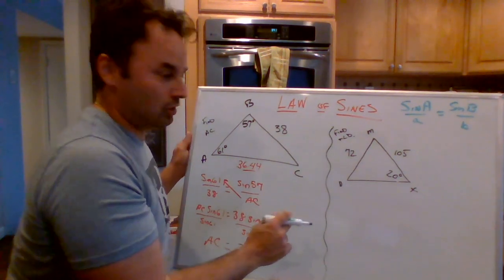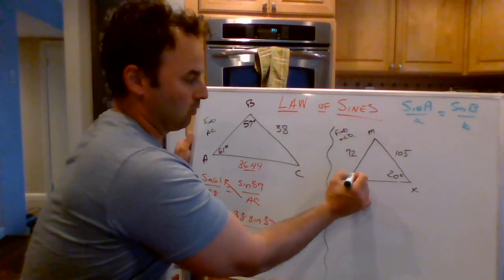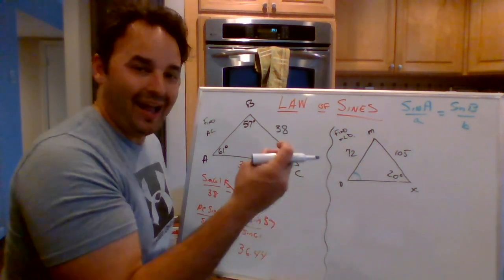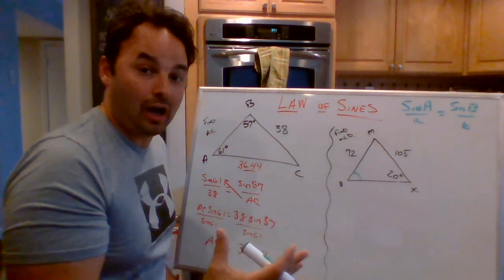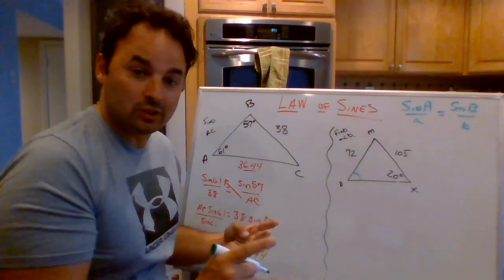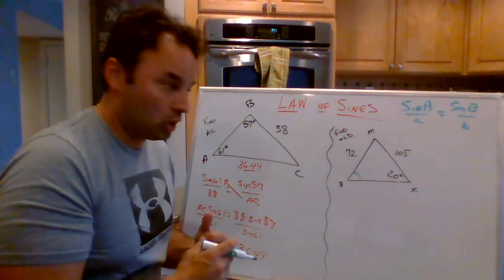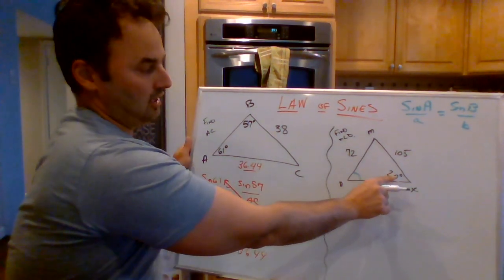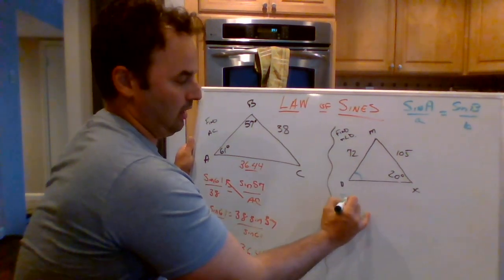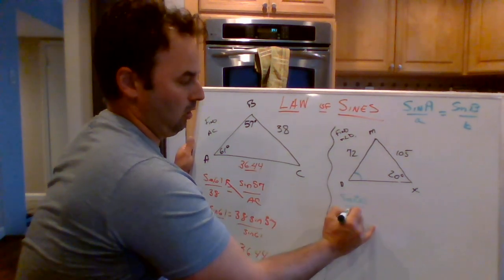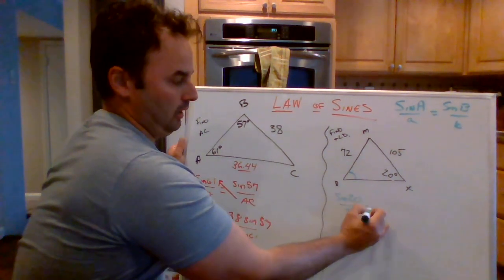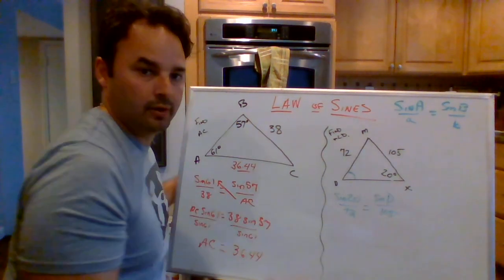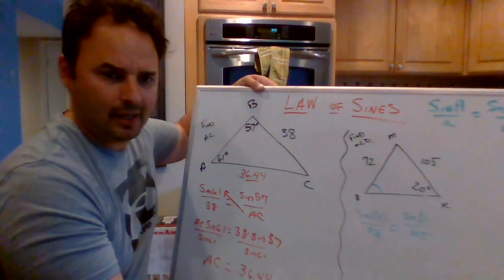Now we want to find the measure of angle D. We're looking for this angle right here. Do I have an angle with an opposite side? Because the law of sines, you're going to need two angles and one side, or you're going to need two sides and one opposite angle. Well, I had set up 20 across from 72. So the sine of 20 over 72, that ratio is going to be equal to the sine of D over 105. Okay? Can we see that?